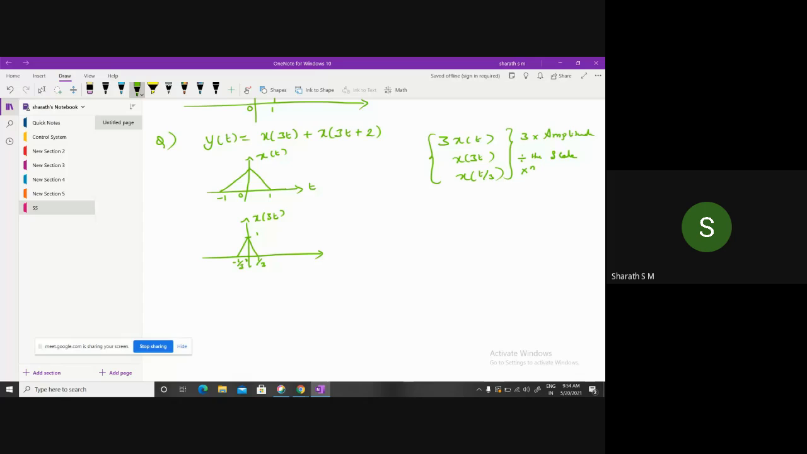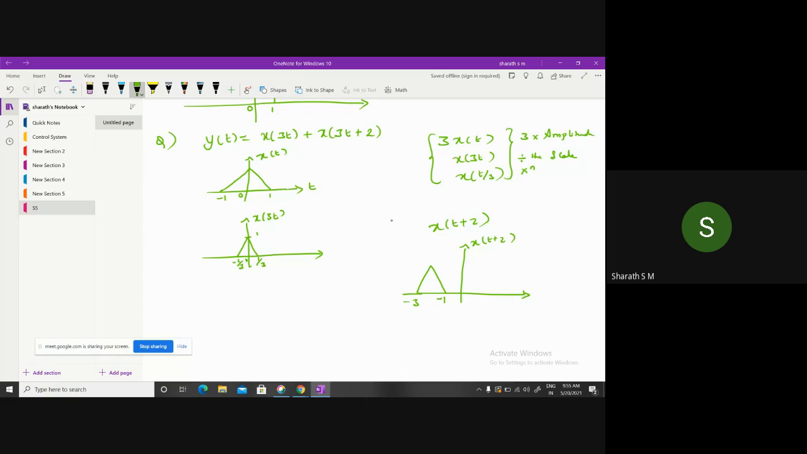Afterwards, here we have x of 3t plus 2. So first we need to perform the shifting operation, that is x of t plus 2. Afterwards we need to perform the scaling operation. So x of t plus 2 means we need to do the left shift for 2 times. So from 1 to 0, 0 to minus 1, from minus 1 to minus 3. So this is x of t plus 2.